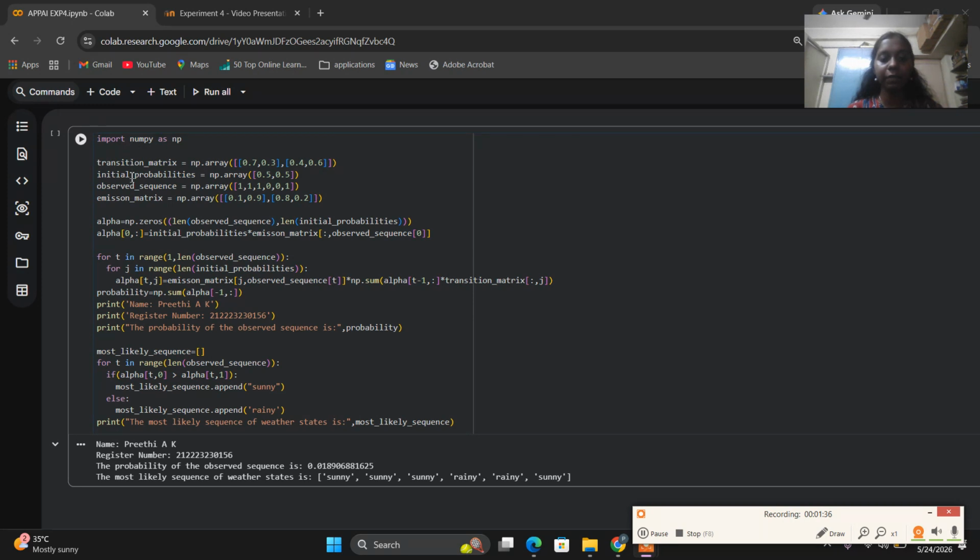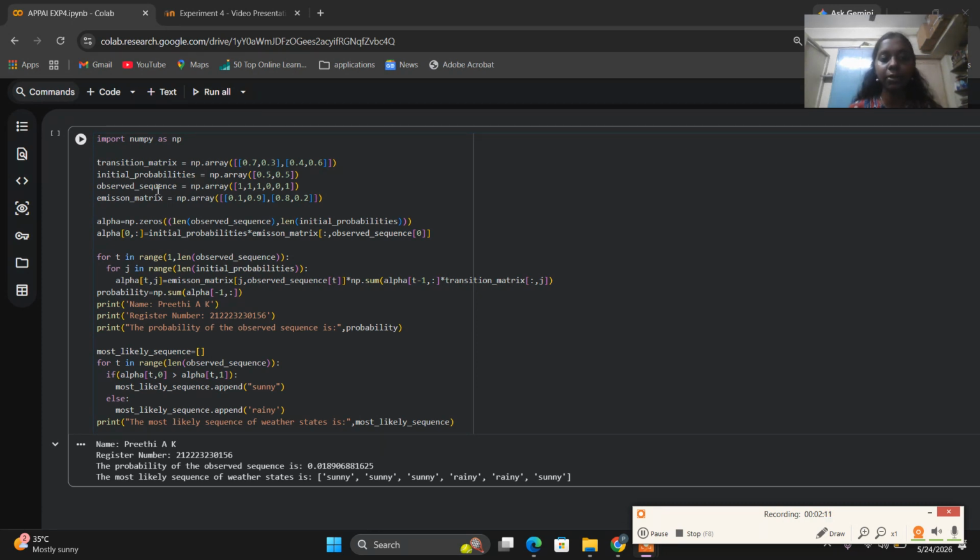Next we are defining the hidden Markov model parameters. First we are initializing the transition matrix. The transition matrix gives us the probability whether it will stay in the same state or switch to a different state. For example, if today is sunny, there is a 70% chance that tomorrow will also be sunny. Next we have the initial probability. The initial probability gives us the initial value given to each state. We assume that there is an equal probability of sunny or rainy in our case.